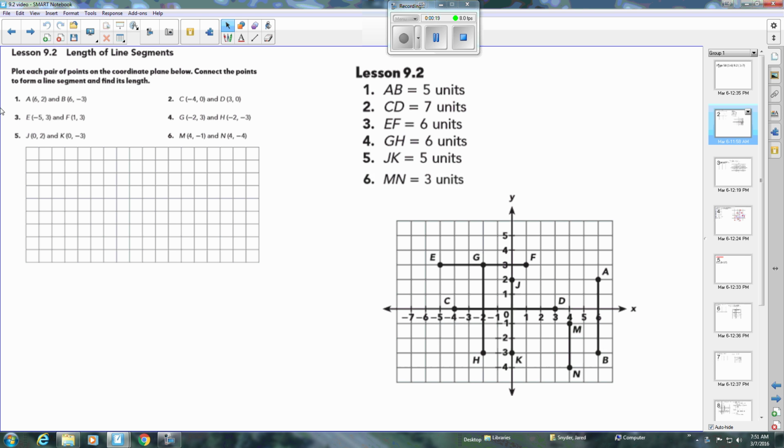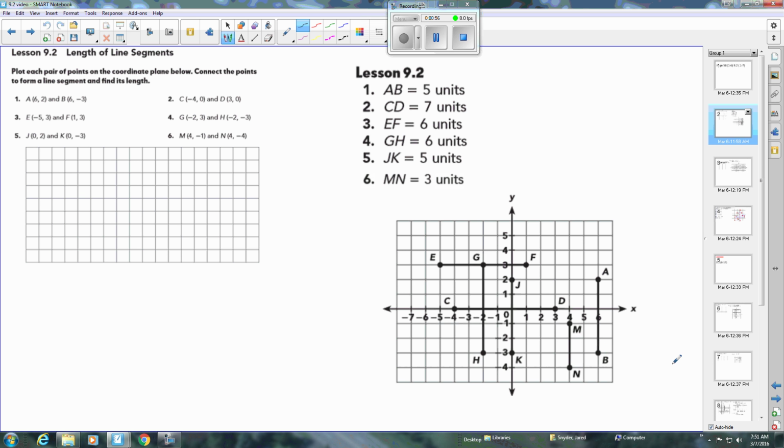Okay, and then it says line segment AB, and it's basically asking you to plot each pair of points on the coordinate plane below, then connect the points to form a line segment and find its length. If you see that your x-coordinates are the same, like they are here, 6 and 6, then just find the difference between your y's. How far is it from 2 to -3? It's going to be 5. Or you could plot them out and say 1, 2, 3, 4, 5. So that one was 5 units.